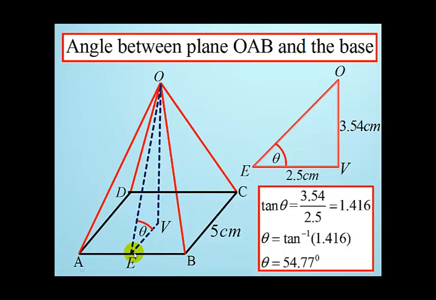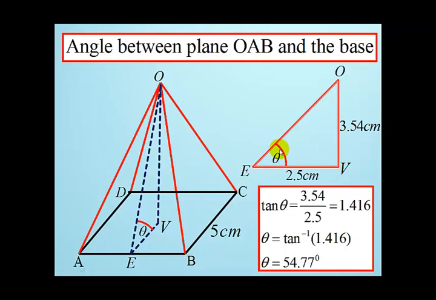So if you want to find the angle between the plane OAB and the base, the slant height OE represents the surface OAB and EV represents the base. So the angle between OE and EV is theta, and that is the angle between plane OAB and the base. Now how do we find the angle? We have to consider the triangle OEV, where V is the center of the base. So we have OEV, and we are calculating for the angle theta.